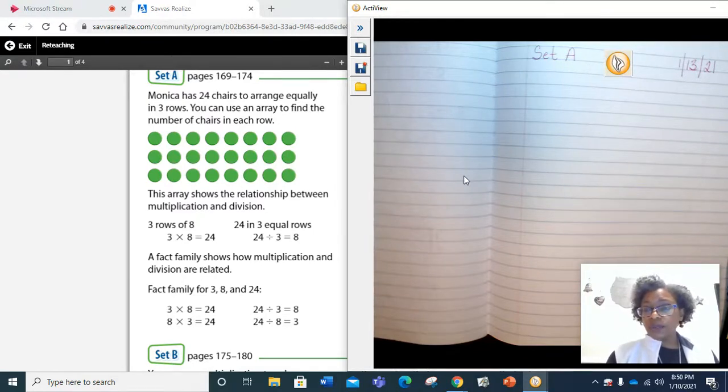Your teacher is going to put you in small groups today, however she would like to do that. So I want to show you how you can use these reteaching pages to help you to prepare for the test tomorrow. Okay? So you will notice that these pages are set up in sets, and you will see set A. And set A reviews the pages of your textbook from page 169 to 174.